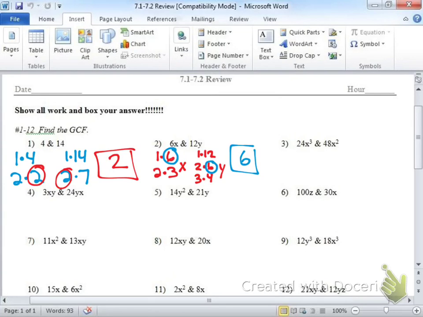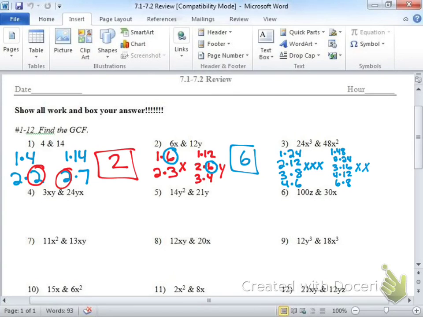Alright, looking at number 3. So the list for 24 is a pretty big one. It's 1 and 24, 2 and 12, 3 and 8, 4 and 6. And then I have 1, 2, 3 X's. The list for 48 is going to be 1 and 48, 2 and 24, whoops, 3 and 16, 4 and 12, 6 and 8. And then this one has X times X.